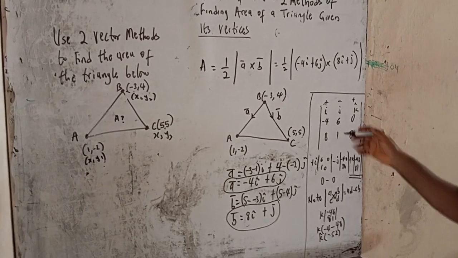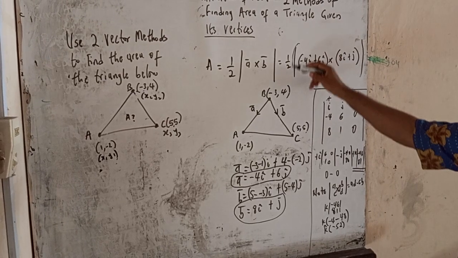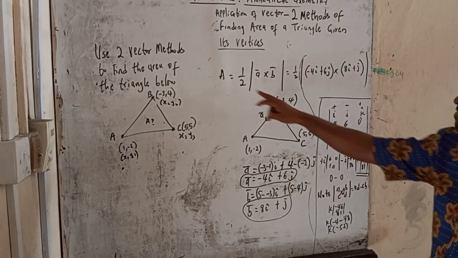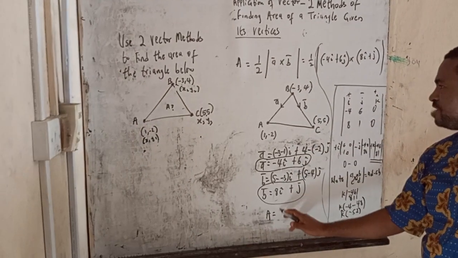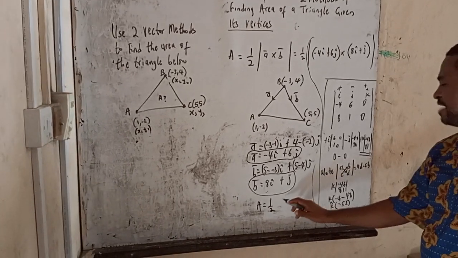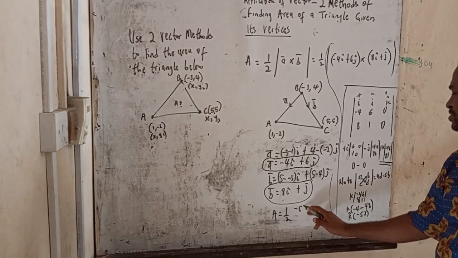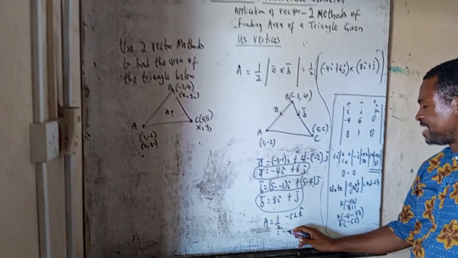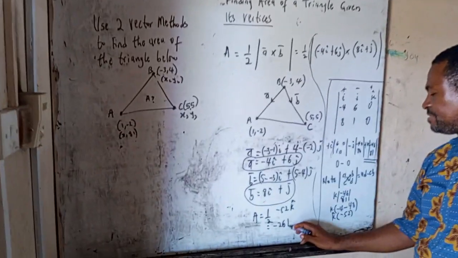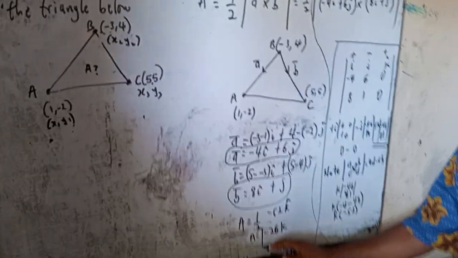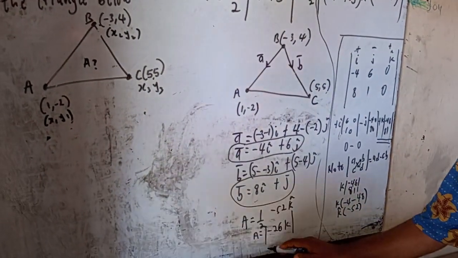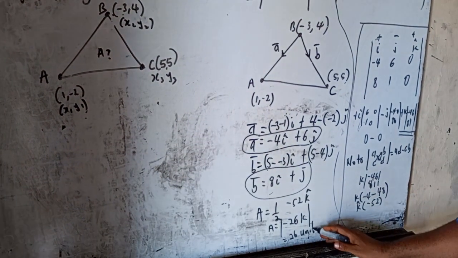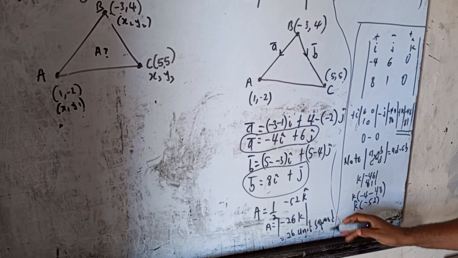Like I said, I only worked this out. The half wasn't put in my calculation here. So the area of that triangle will be half of minus 52 unit vector K. So half of minus 52 gives us minus 26K. The magnitude of this area will be 26, because area must be positive. So 26 units squared.